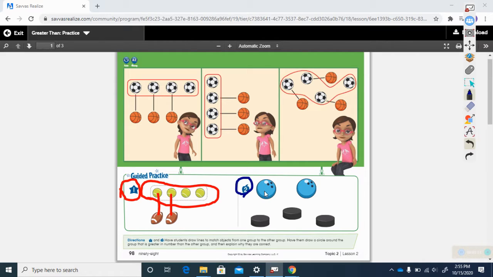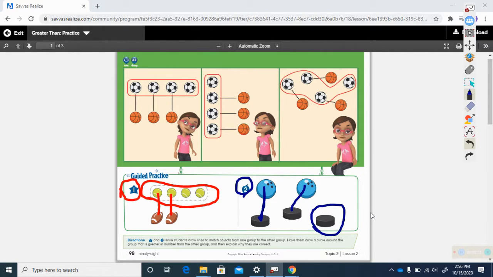In number 2, we have bowling balls and we have hockey pucks. Again, we're going to draw lines to match them up. So let's draw a line from this bowling ball to this hockey puck. We're going to draw a line from this bowling ball to this hockey puck. And look, we have one hockey puck left over.